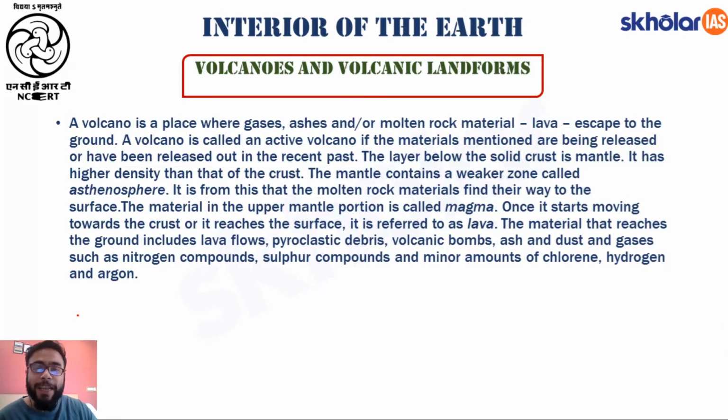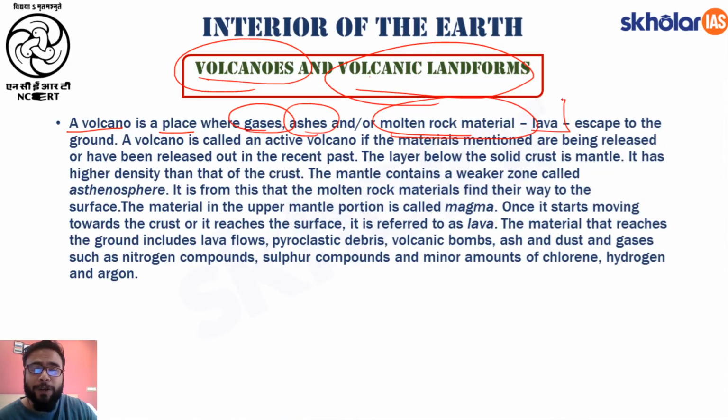Then moving on to the next topic, let us also talk about what volcanoes are and what the different types of volcanic landforms are. So this will be the last topic of today's discussion, but it is very, very important. So what is a volcano? How do we define a volcano? A volcano is a place where gases, ashes or molten rock material, which we call lava, escapes to the ground. A volcano is an active volcano if the materials mentioned are being released or have been released in the recent past.